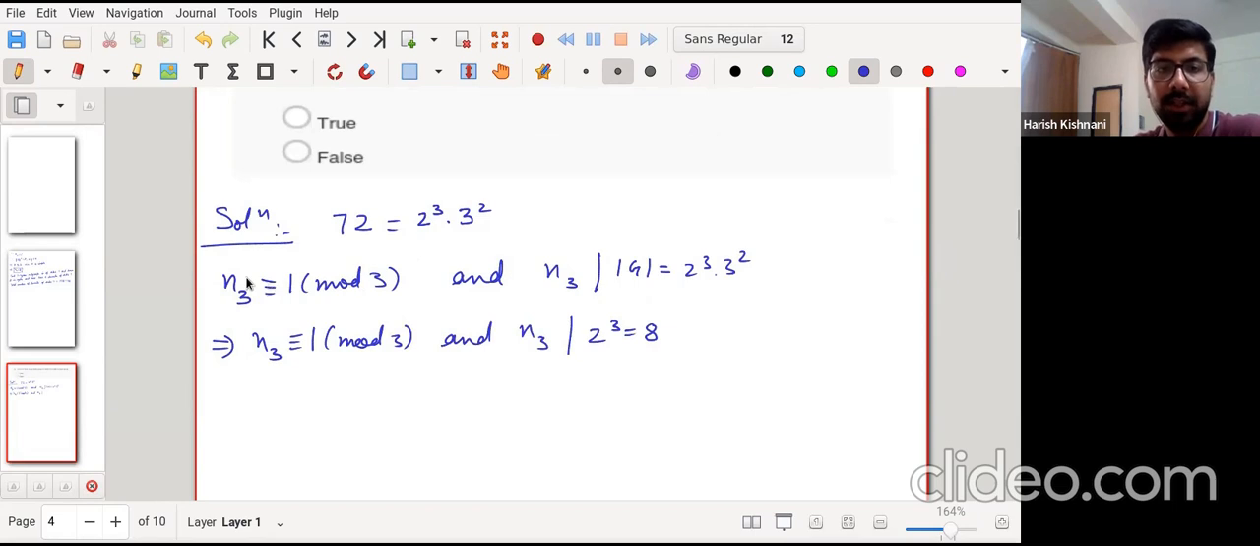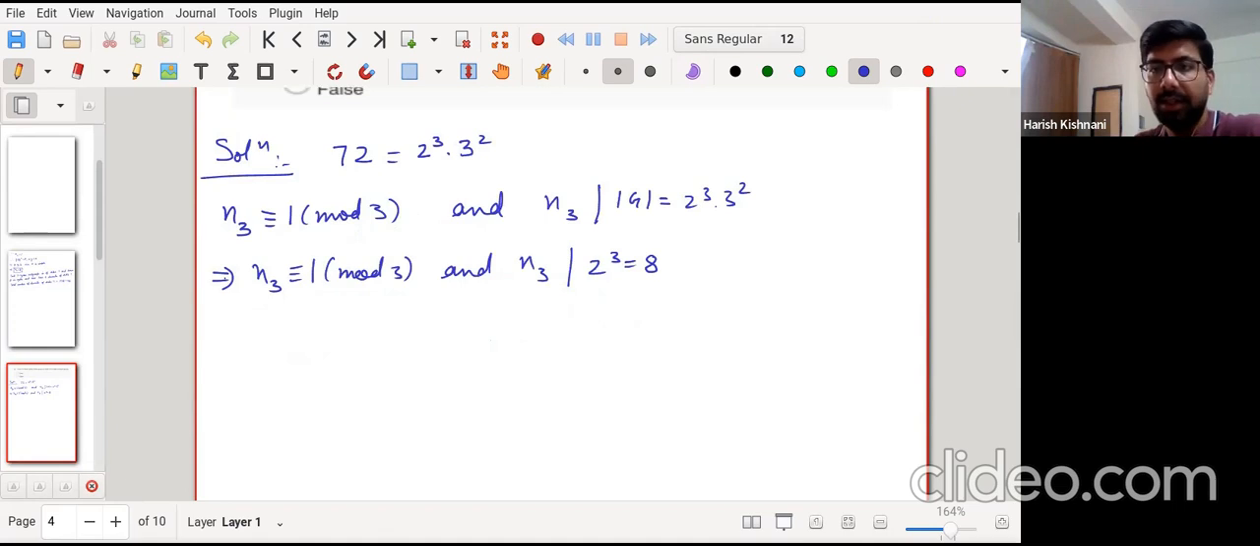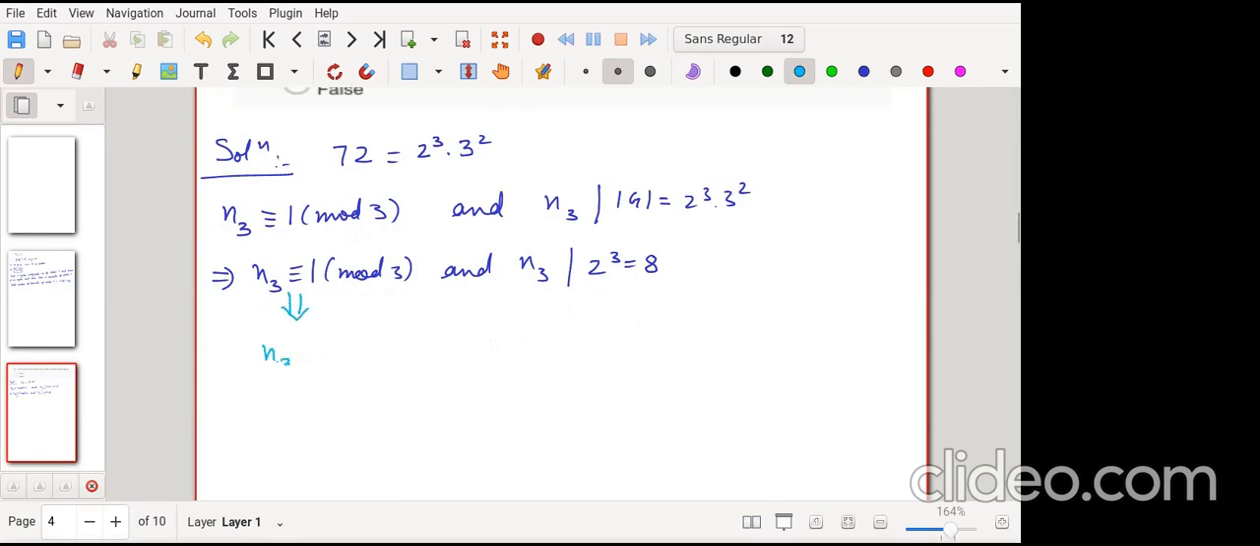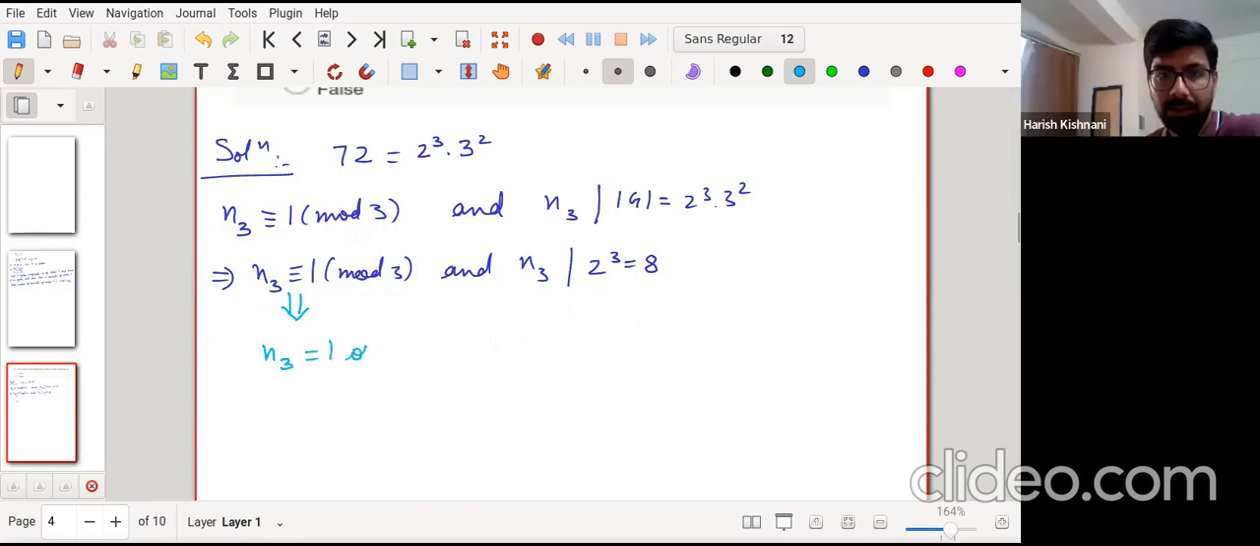So n3 has to be a divisor of 8, and it has to be something which is congruent to 1 mod 3. So what are the options from here? It says 1 and 4. Yes, n3 is equal to 1 or 4, right?